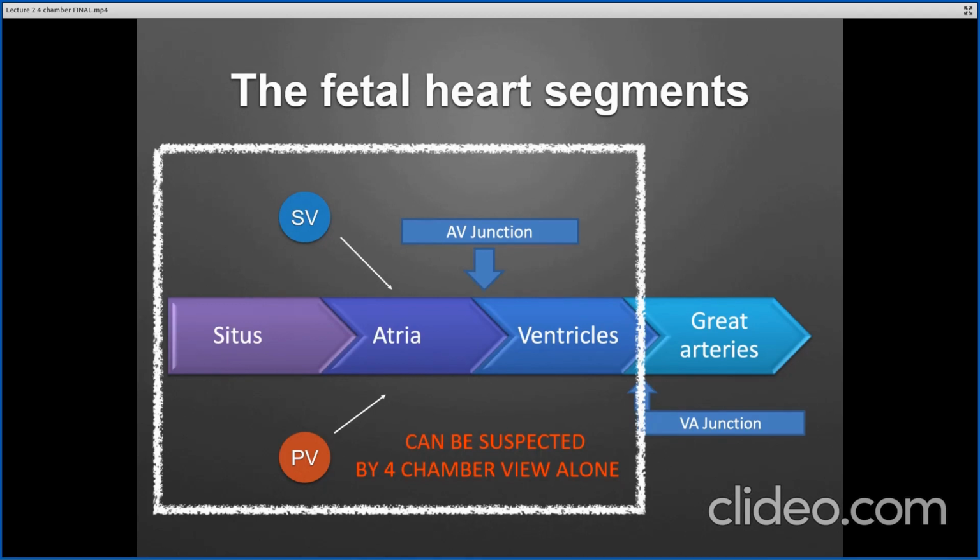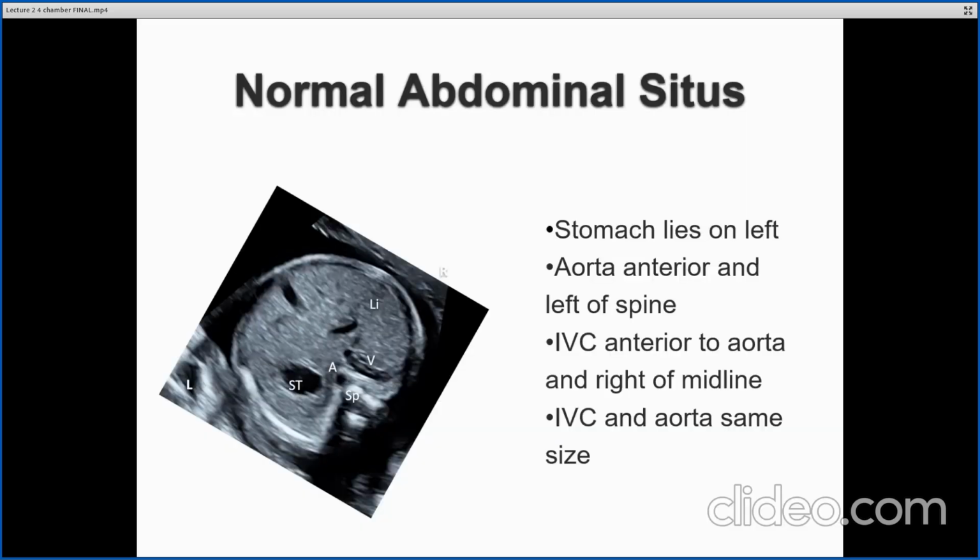That is, we can look at the situs, the atria, the ventricles, and the atrioventricular junction. And we can also get clues towards abnormalities of the systemic veins and pulmonary veins. Hence, a large number of abnormalities of the fetal heart can be suspected or diagnosed by only the 4-chamber view. So let us revise the anatomy of the normal abdominal situs.